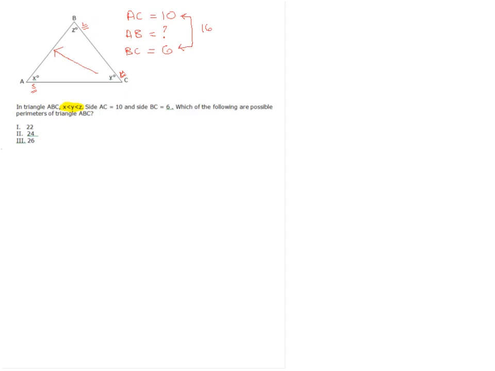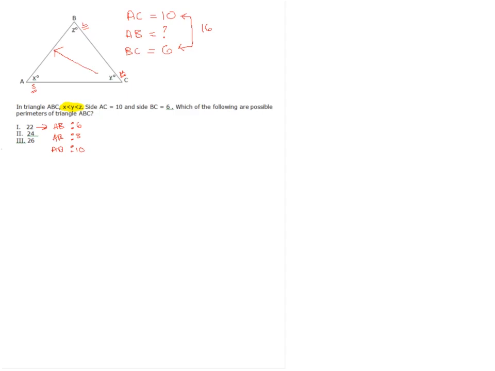So if we subtract from each Roman numeral, we can get relative or individual sides for AB. If the perimeter is 22, that makes AB 6. If the perimeter is 24, that makes AB 8. And if the perimeter is 26, that makes AB 10. Now, according to what I taught everyone, AB must be between 6 and 10.